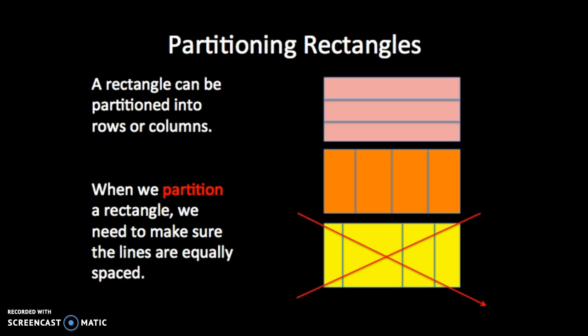When partitioning rectangles, we can do it in either rows or columns. Rows go horizontally and columns go vertically. When we partition a rectangle, we need to make sure that the lines are equally spaced. In the yellow rectangle, you can see that they're not equally spaced. It created some parts that are bigger than the other.